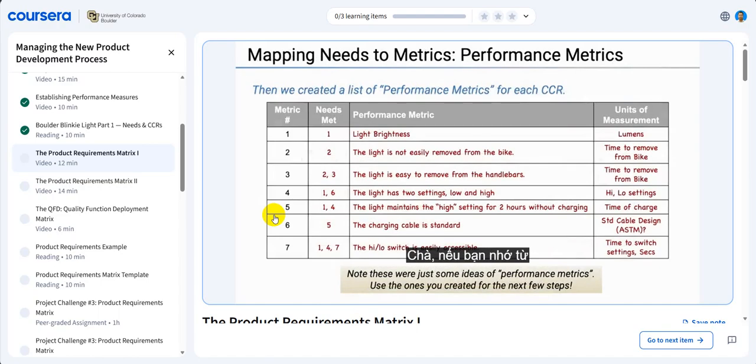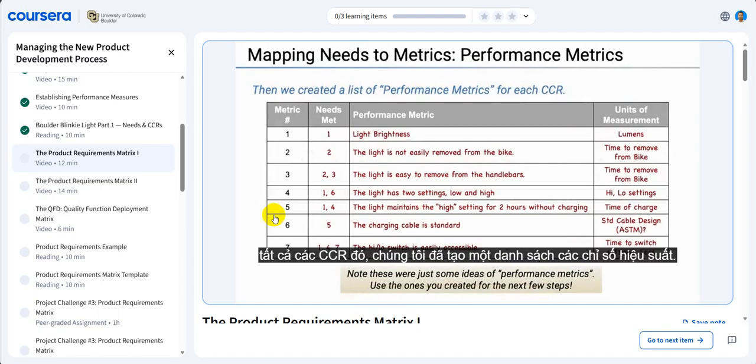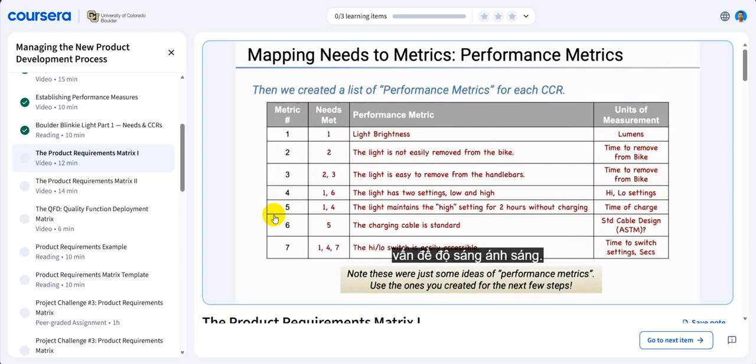Well, if you remember, from all those CCRs, we created a list of performance metrics. I didn't get a chance to share with you some of mine, but here they are. Metric number 1 takes a look at customer needs number 1, the light brightness issue. Remember, the customer statement had something like, the light needs to be bright. Well, the performance metric would be the light brightness. And how are we going to measure that? We're going to measure that in lumens.